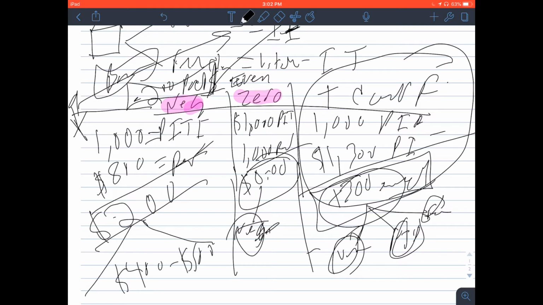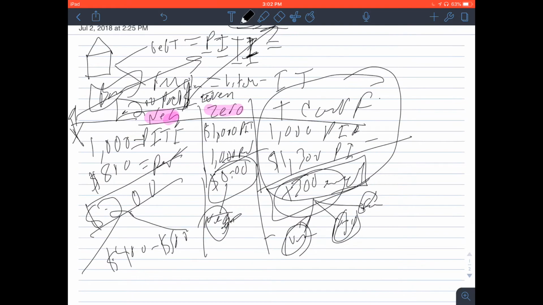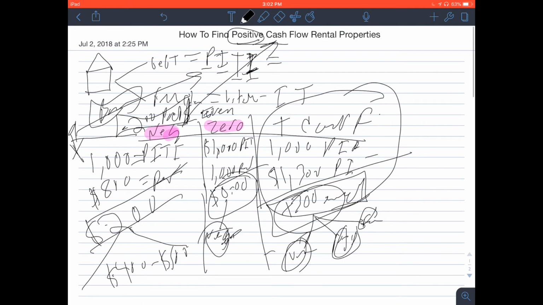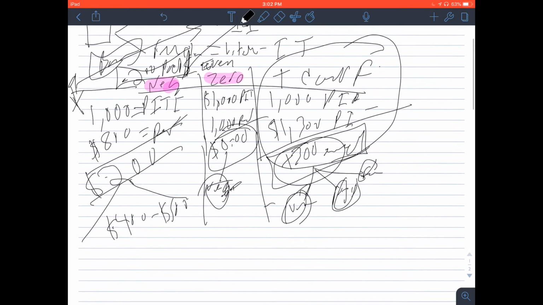So I've got to put that out of my pocket. Some of this $200 to $500, you don't have to come up with every month, but only when things break down. Okay, but you're still liable for it. So now that was the cash flow aspect.